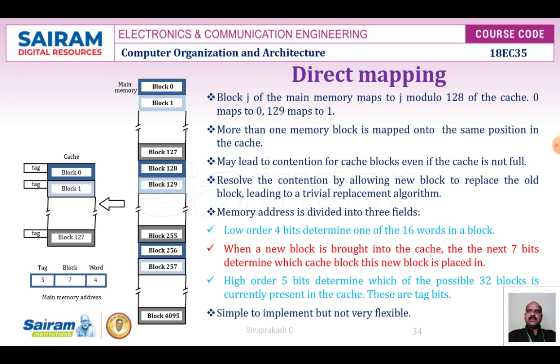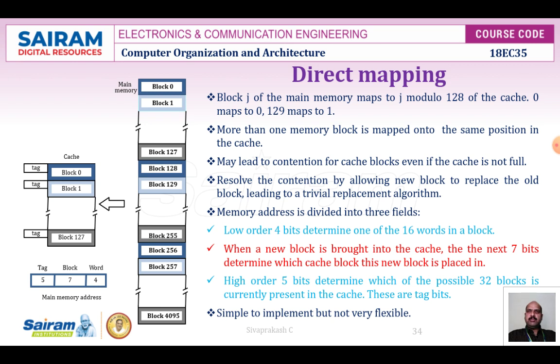In this example, you can see here how it has been shown. The block j of the main memory maps onto block j modulo 128 of the cache. When memory block 0, 128, or 256 is loaded into the cache, the block is stored in cache block 0. Similarly, memory block 1, memory block 129, or memory block 257 is stored in cache block 1.